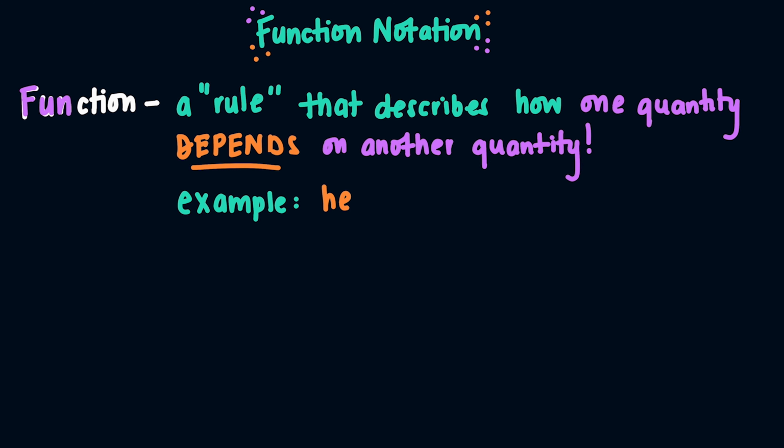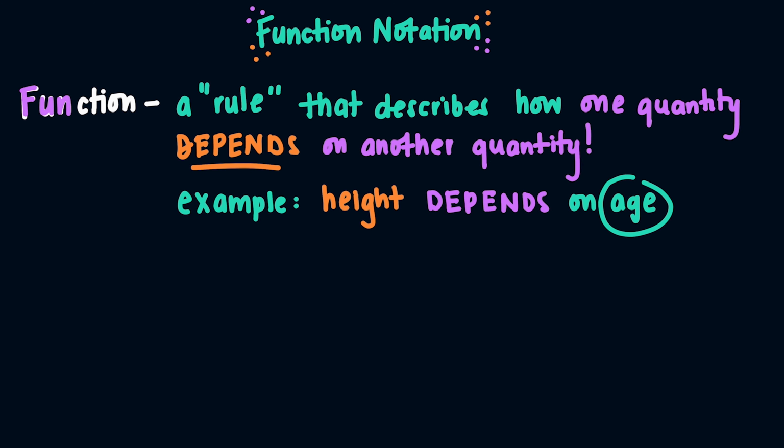Our height, how tall we are, depends, and I'm putting that in big caps again, right? Because that's truly important. Height depends on age. As we get older in our years, our height will generally increase. From 2 years old to 20 years old, our height should increase.